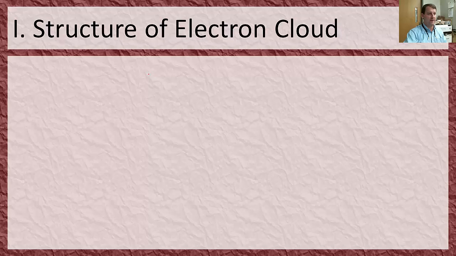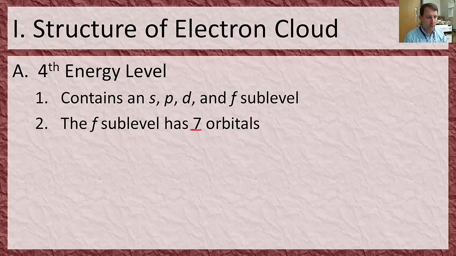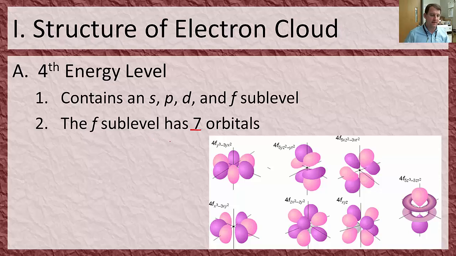All right, let's do another one. The fourth energy level has an S, a P, a D, and an F. So it adds a new shaped sublevel, and that's the F. The F doesn't have 5 orbitals, it has 7 orbitals. And they look like this.